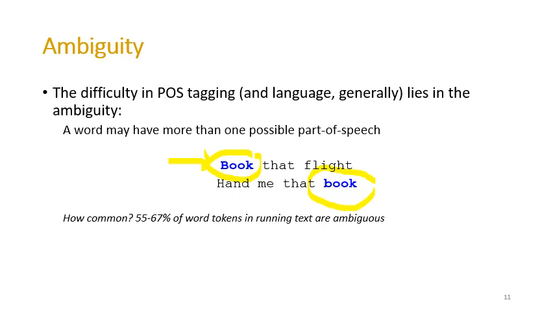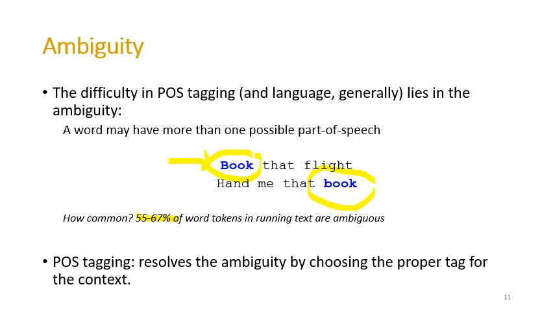So how common is it that the words we see in a text or document may have more than one possible part of speech? Actually, it's quite common. About 55 to 67% of words in a running text are ambiguous. Ambiguous means, again, it can have more than one possible part of speech. So it's not a really easy task. You can also think about part-of-speech tagging as a task to resolve the ambiguity by choosing the most proper tag for the given context.